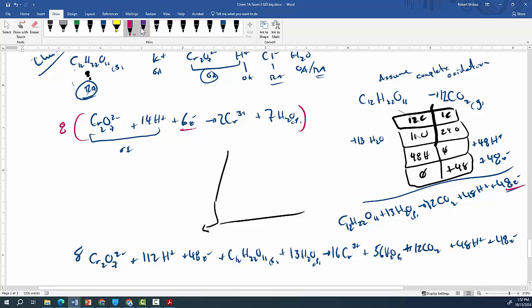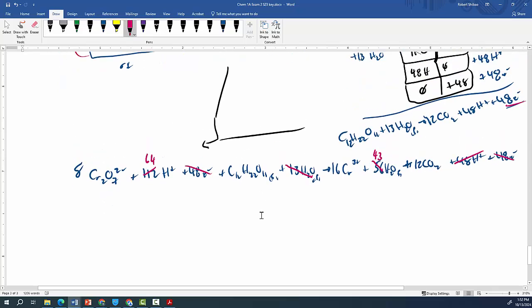All right, let's try to simplify this. So over here I have 48 H plus, and then I have 112. So 112 minus 48 gives us 64 H plus. So I'll drop that down to 64. The 48 electrons cancel. I have 13 waters here and 56 waters here. So 56 minus 13 gives me 43 waters left over. All right, so that's that.